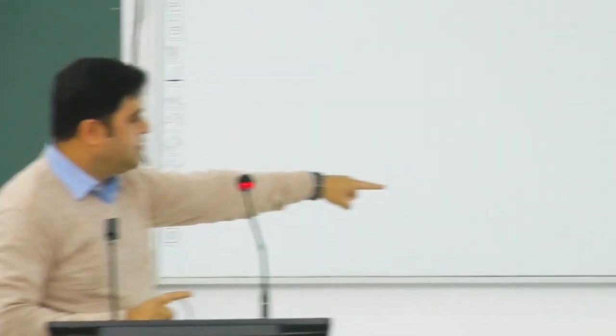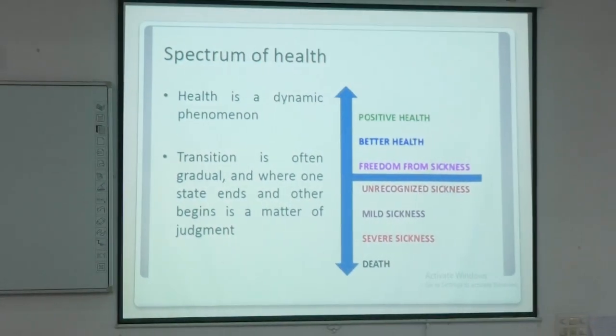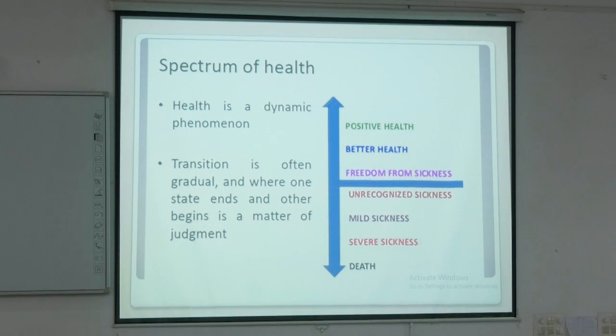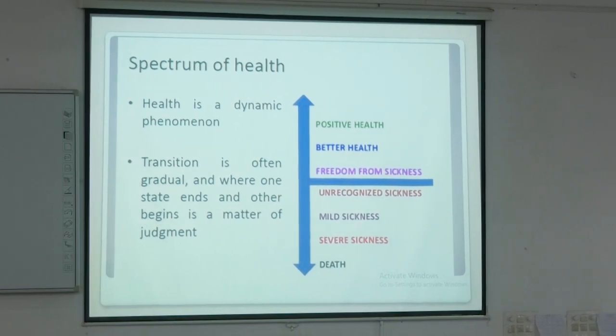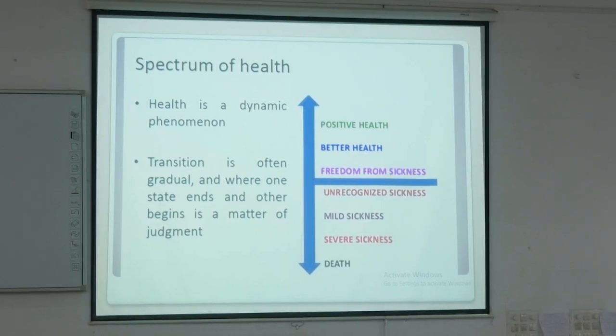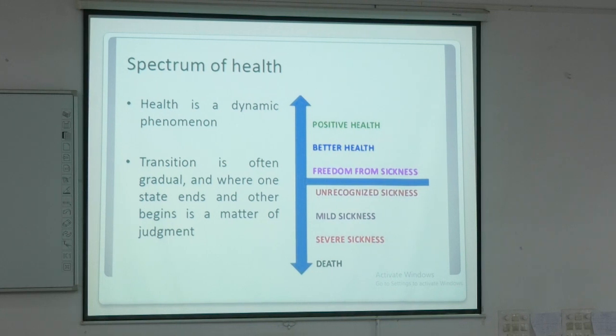It's actually a spectrum. It starts from death, then severe sickness, then mild sickness, then unrecognized sickness, then there is a waterline. Above the waterline comes the freedom from sickness, better health and positive health. It comes in a spectrum. It starts from death to a positive health. Right? This is called spectrum of health.